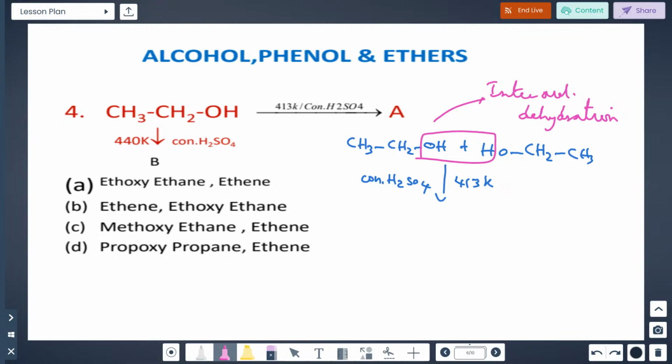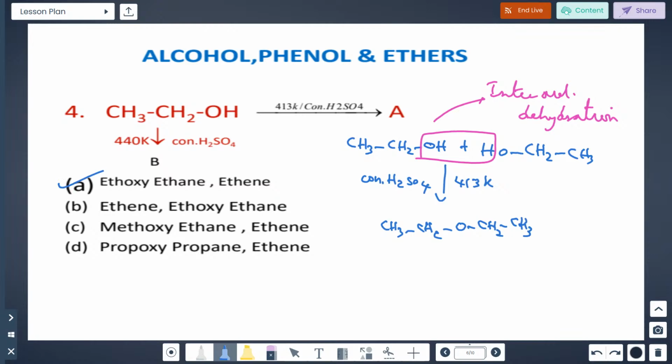Now what is the product? You know that it is CH3CH2OCH2CH3. This is an ether compound, ethoxyethane. That's the answer. So now see the option. This is called ethoxyethane. Now come to B.